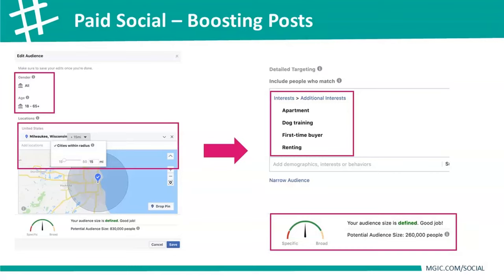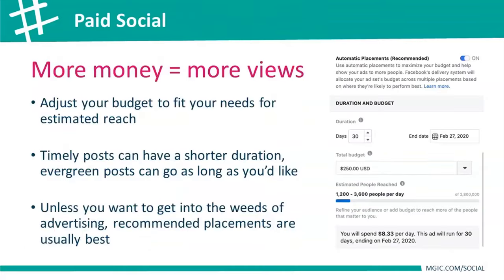location, Facebook is going to say, hey, you have a potential audience of this many people. In this case, 260,000 people. Facebook says, hey, that's actually a pretty good size. You don't want it to be too big because then it's too broad. If it's too specific, not enough people are going to see it. And so if it's in the green, you're good to go and you can move on.